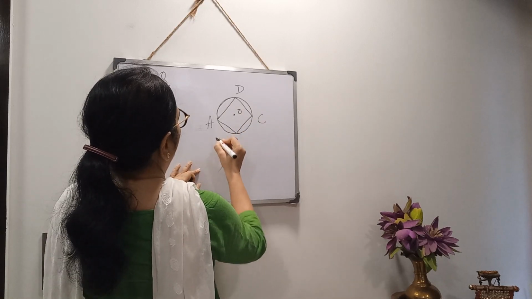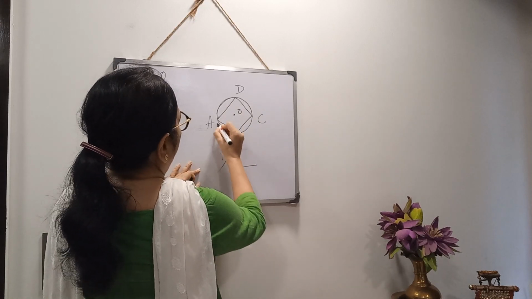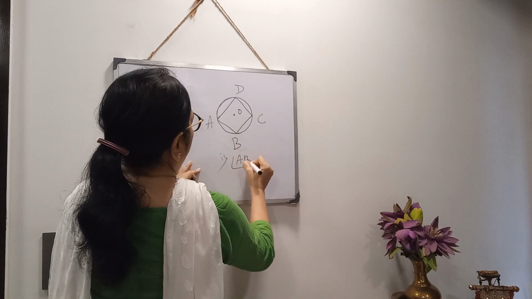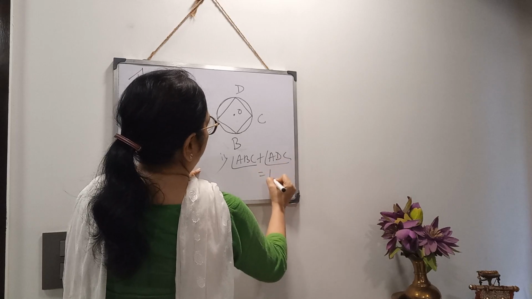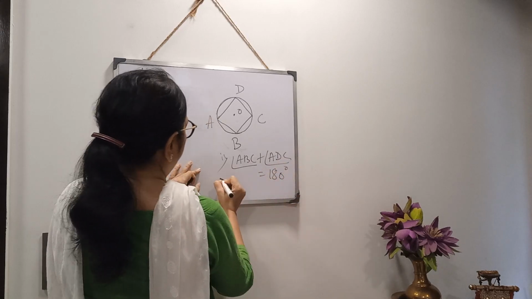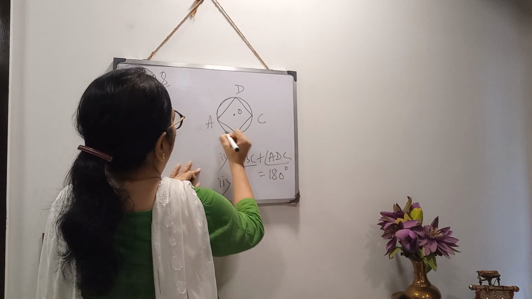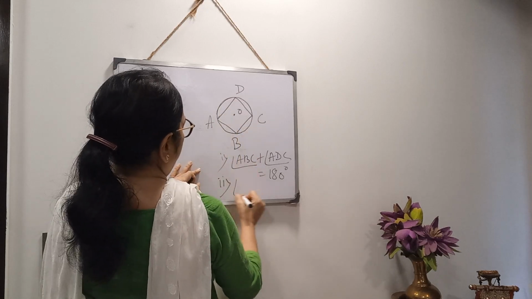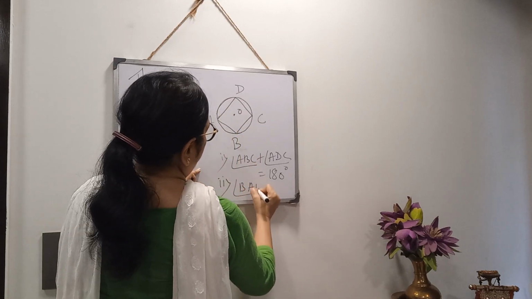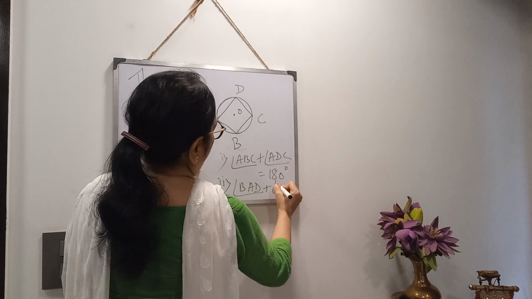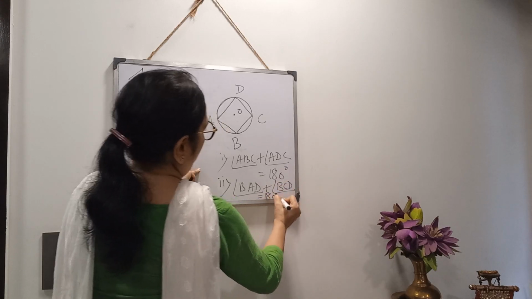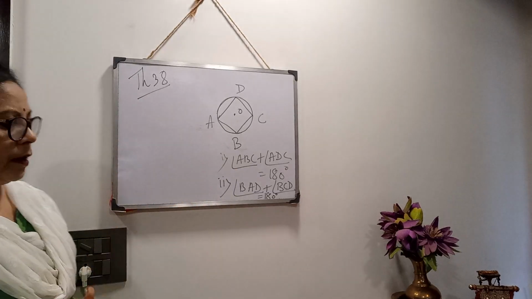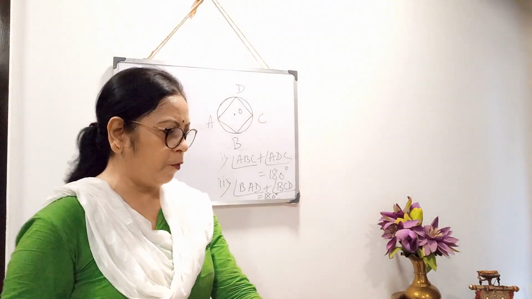That means number 1 will be angle ABC plus angle ADC equals 180 degrees or 2 right angles, and number 2, angle BAD plus angle BCD equals 180 degrees or 2 right angles. Clear? These two we have to prove.